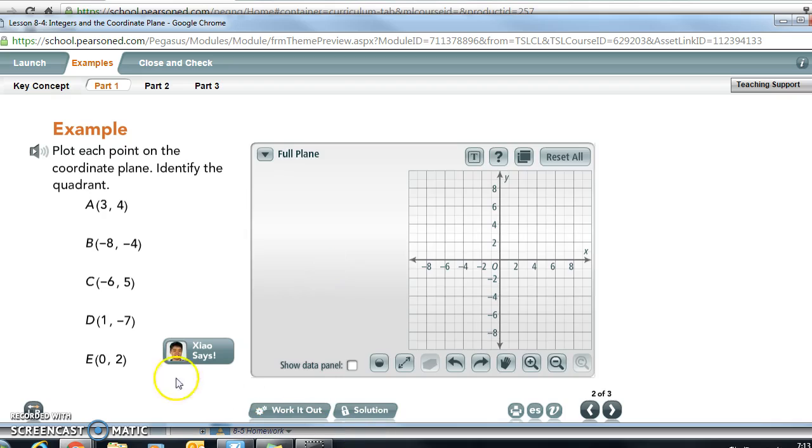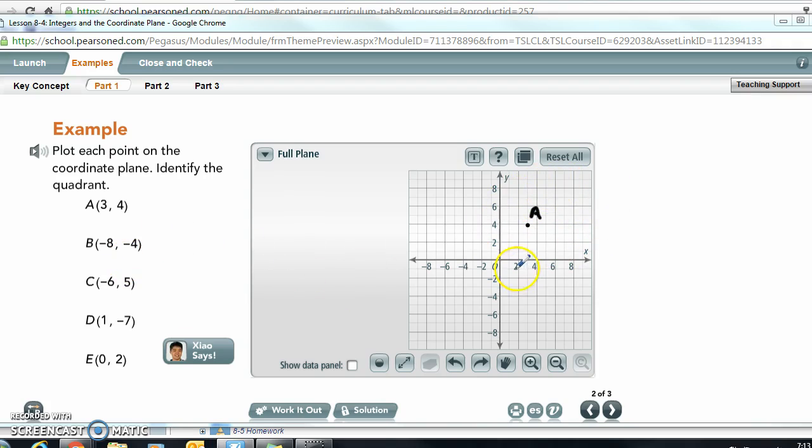So they want us to plot each point on the coordinate plane and identify the quadrant. So let's go ahead and start with A. Well, I know A is (3, 4). So if I start at my origin, (0, 0), and I go over 3 and up 4, I'll have a dot right here. And that will be A. Now it's important to label your points if they tell you a number or a letter. Okay, well I know that this is in quadrant number 1.